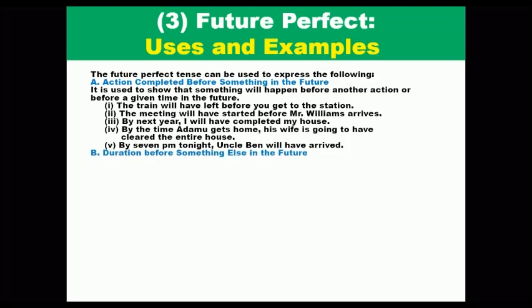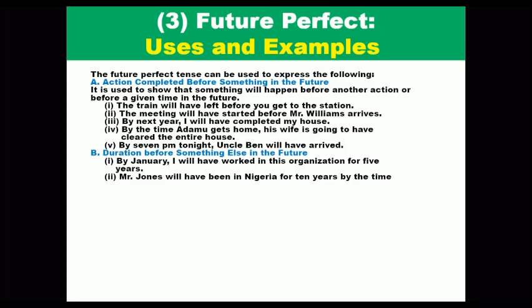Then B, we have duration before something else in the future. By January, for example, I will have worked in this organization for 5 years. Mr. Jones will have been in Nigeria for 10 years by the time he leaves.